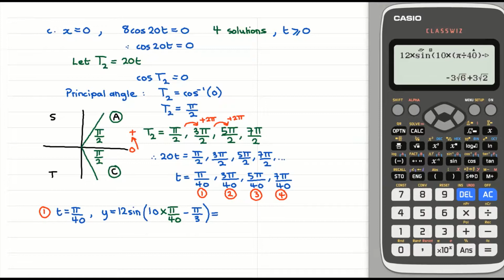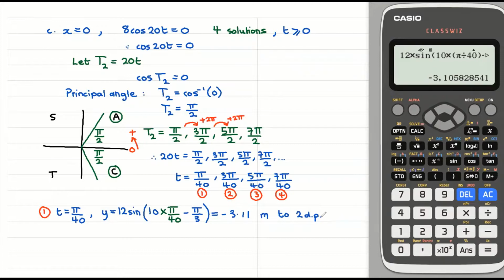Okay, so we get a rather nasty looking surd there. So I'm just going to change that to a decimal. So the first solution is going to be at negative 3.106. So we'll do this to three significant figures, I think. So that's negative 3.11, and that's meters. We'll say that's to 2 decimal places. Okay, so that's our first solution. Now we'll check this on the diagram in a moment.